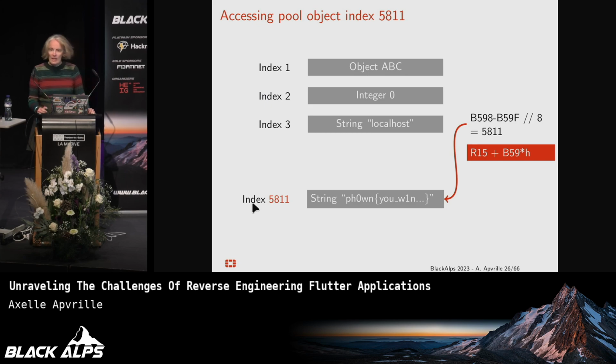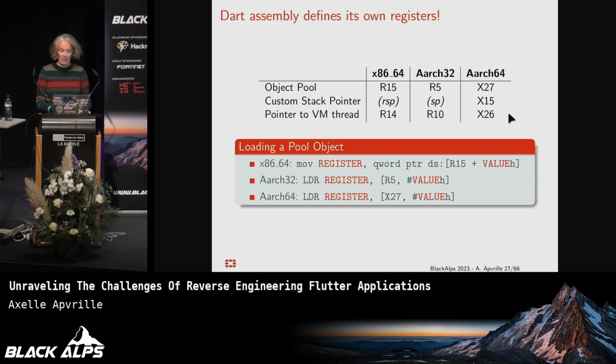So now we are going to have to find some code which is accessing this index 5811. So how do we access it? Well, we've got to use a base register for the object pool, and then an offset. So actually the offset is going to be 8 times this index. Well, more or less. So it's going to be between this value here and this value there. So we're going to have to look for that.